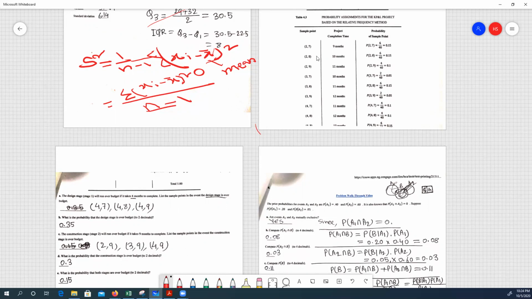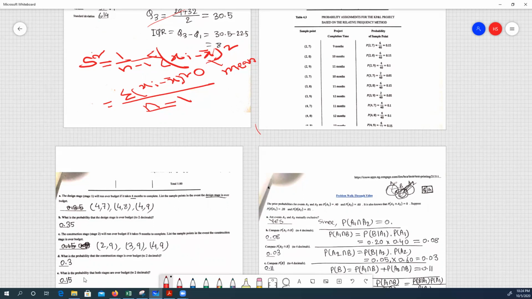So what is the probability? The probability will be: 2, 9 is 0.1, 3, 9 is 0.05, and 4, 9 is 0.15. So if you add them together, it will be 0.3.